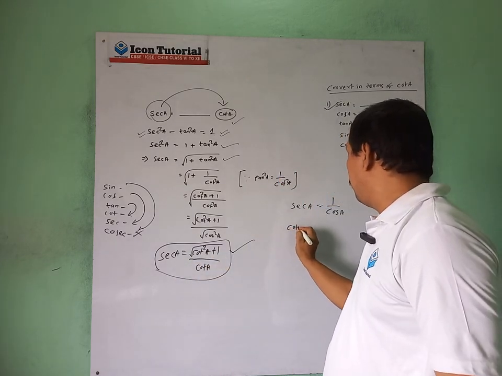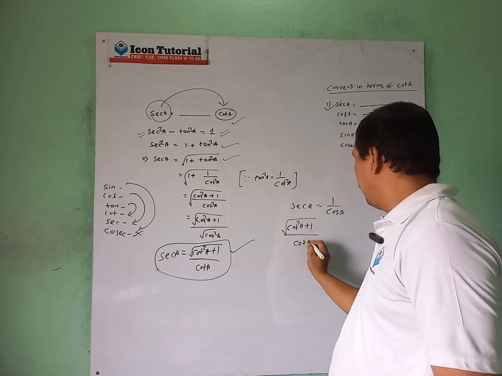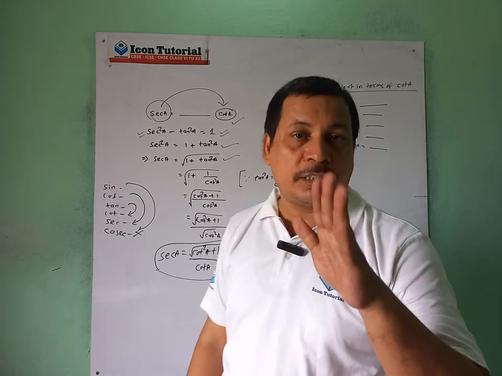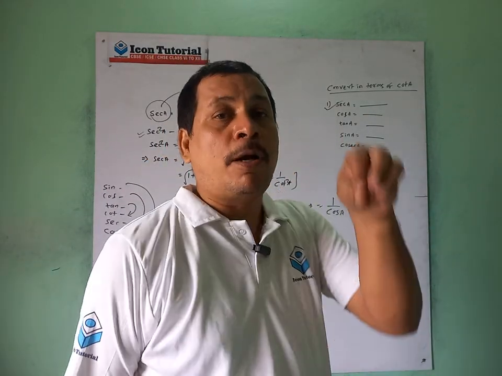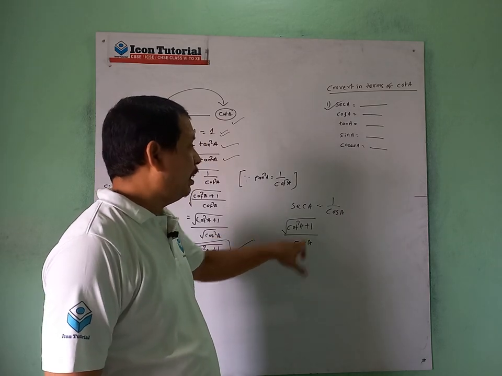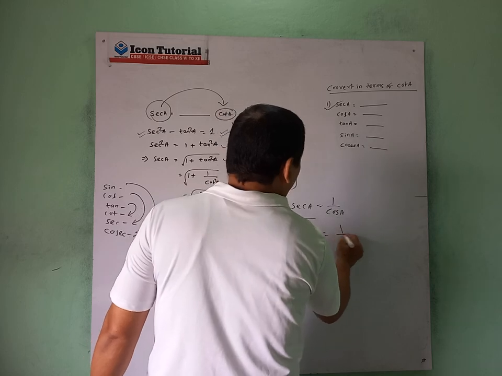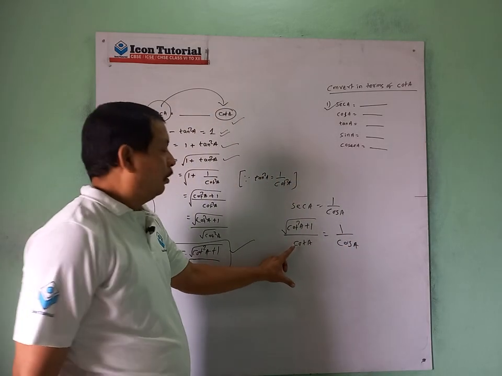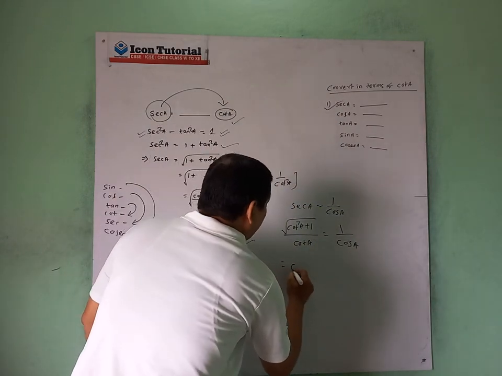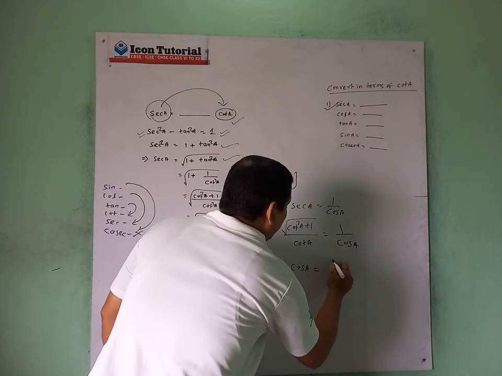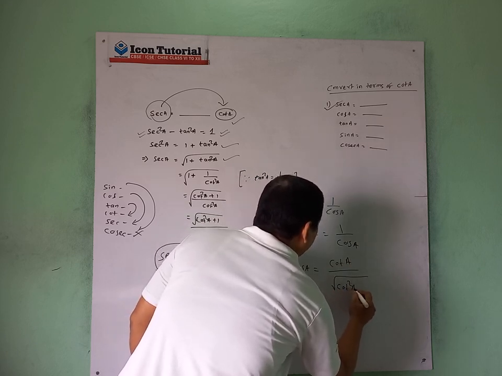So this is cos square A plus 1, square root, divided by cot A. Sec A is already converted to cot A, so we put that value here, because sec A is equal to 1 by cos A. So now we can put here sec A as 1 by cos A. Finally it is 1 by cos A. When 1 by cos A is given and you need cos A, it is just the reciprocal. So finally cos A is equal to cot A by square root of cot square A plus 1.